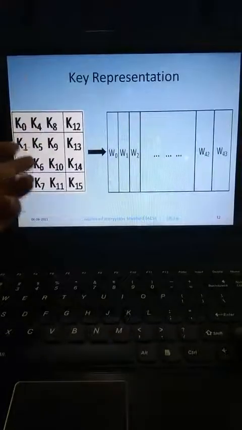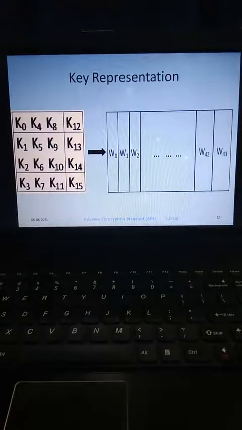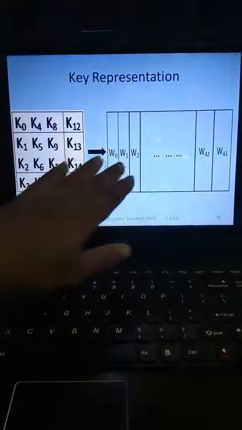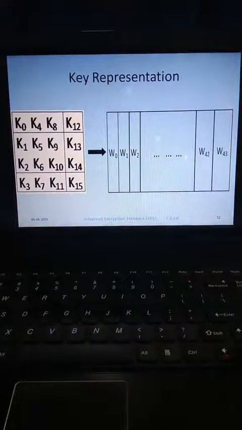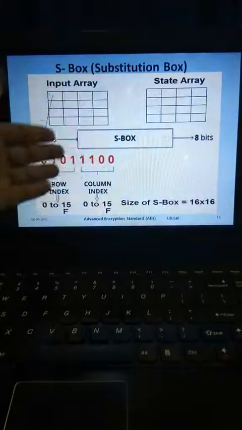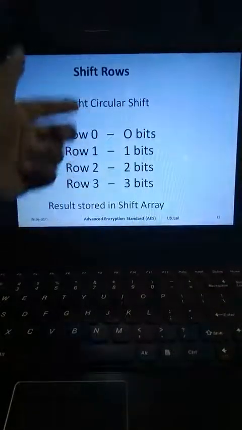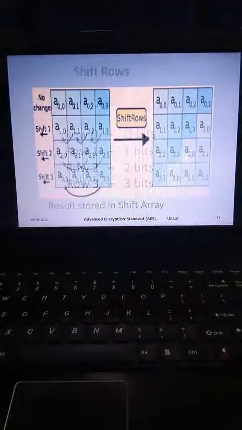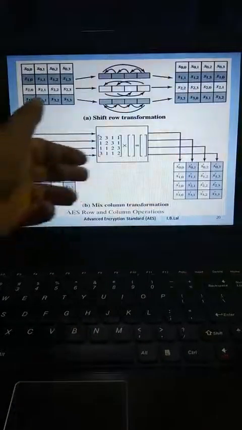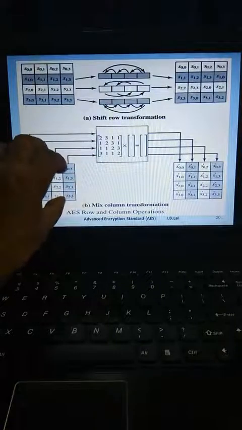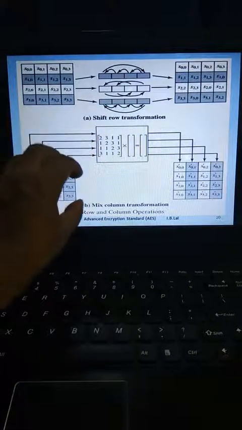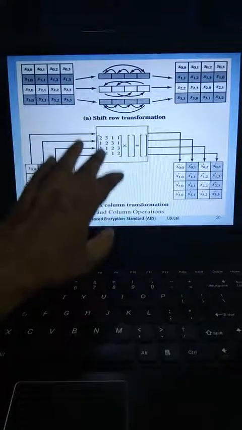And this is the representation of the key in the form of words from W0 to W43. Each round needs one key consisting of 4 words or 4 subkeys. So in total we should have 44 words or 44 subkeys. So this is the S box. In S box, 8 bits are input, 8 bits are output. Then comes shift row. In shift row, right circular shift takes place. Then is the mixed column transformation, where the output of shift row transformation is multiplied with the predefined matrix.